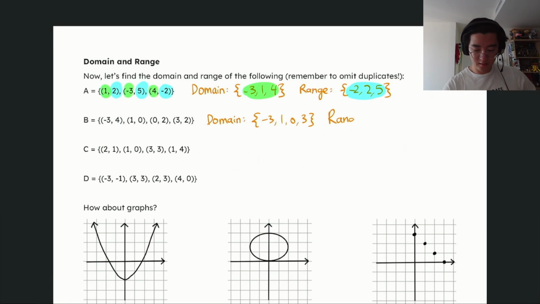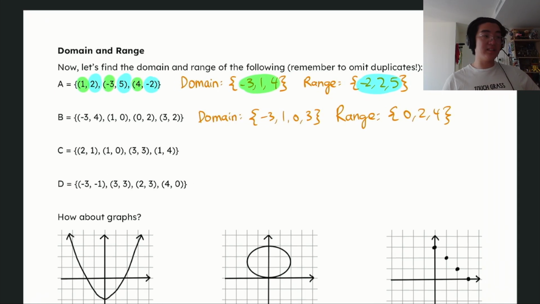Range. Once again, the y, so the 4, 0, 2, 2. Notice how we got 2 twice. But we only write it once, because we do not repeat. So it's just 0, 2, 4. It's not 2, 2, just 2 by itself.